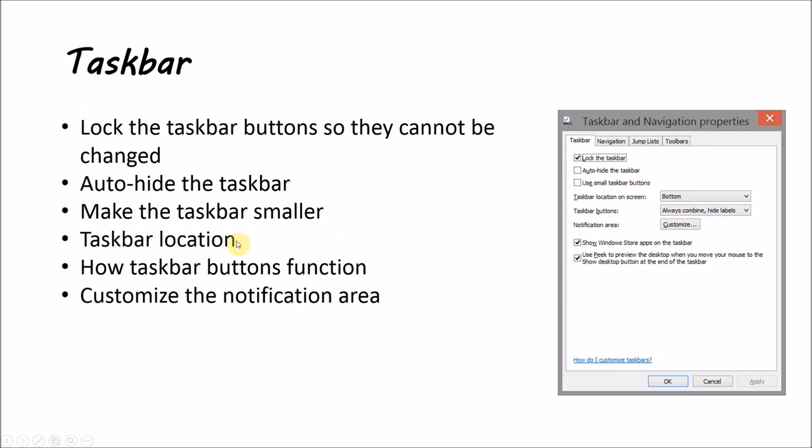Change the taskbar location. Remember, I said the default's usually on the bottom. That's probably where you see it now. However, you can move it to anywhere else, the left side, the right side, or the top. Change how the taskbar buttons function, and that would be whether they combine when you get too many of the same kind, etc. And customize the notification area.